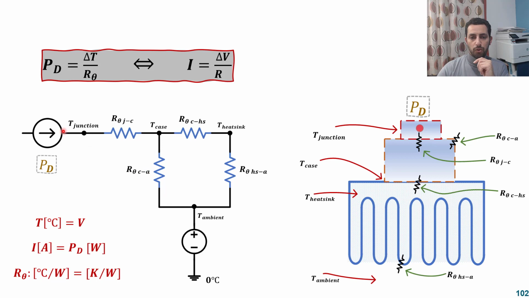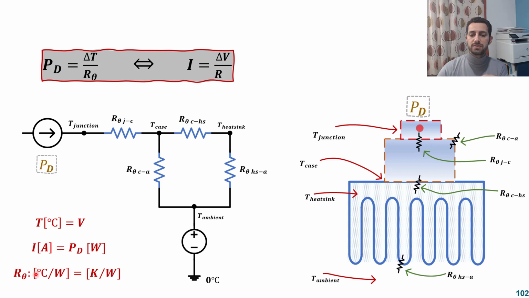Okay, so now we have a current source and we have a constant voltage here, which makes this point constant. The temperature at any point here is the same as the voltage we calculate for this electrical circuit, and the value of the current source here is the same as the power dissipated calculated electrically. And the thermal resistance here can be taken from the datasheet of the MOSFET or the datasheet of the heatsink itself.